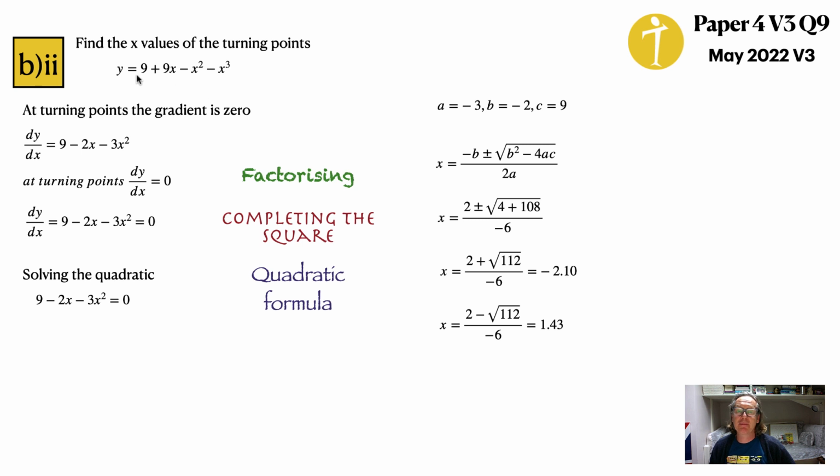So just to recap, this is our function. If we differentiate it, we have the gradient. So this tells me how steep it is. I know at the turning points the gradient is equal to 0. So I put my differentiated function equal to 0 and then solve it to figure out what values of x, and that's these two here, will make my gradient 0. So these are the values of x at my turning points.